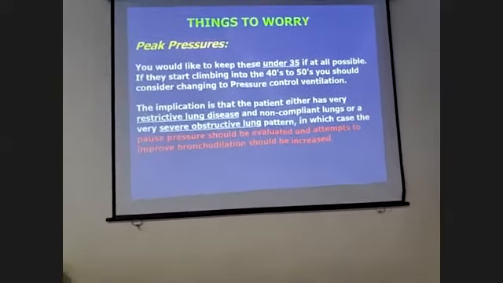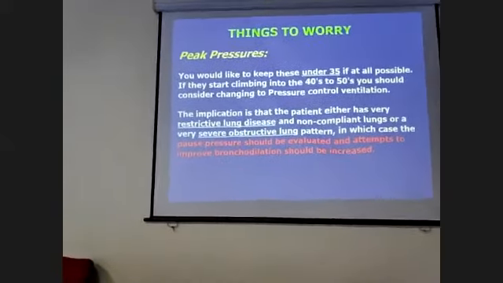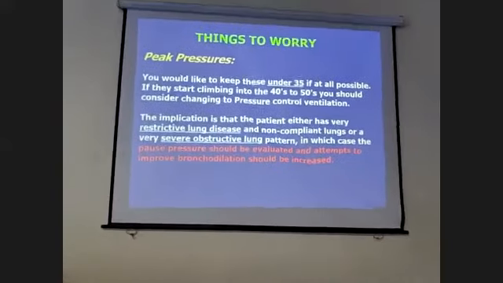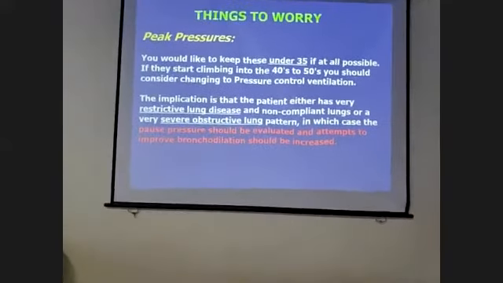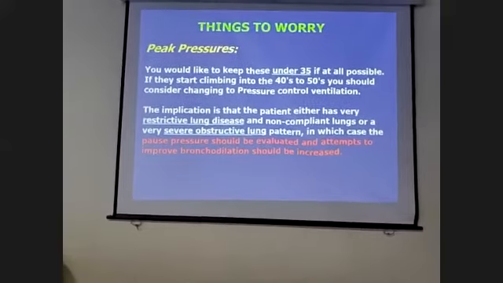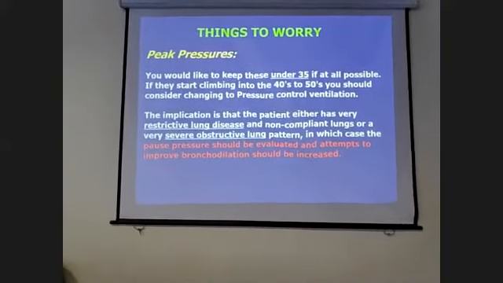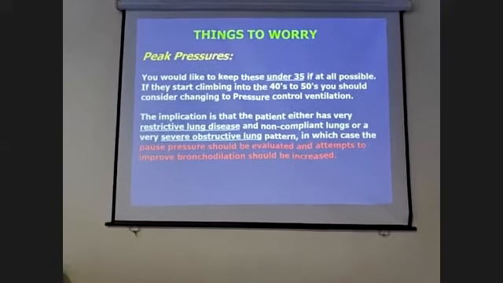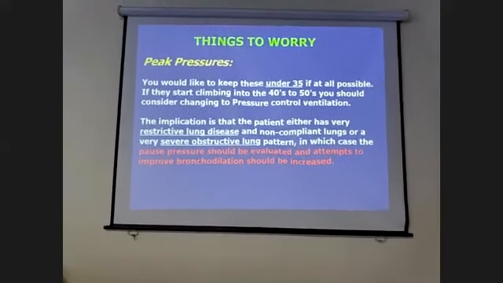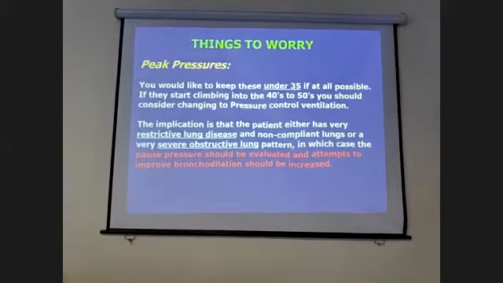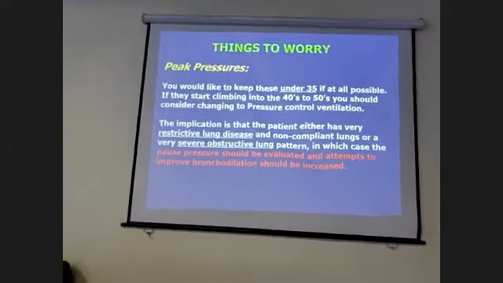So, what are the things to worry about when you put a patient on the ventilator? The peak pressure. As I said, pressure is dangerous for the patient, so peak pressure should not go beyond a certain extent. The peak pressure which has been decided as not harmful for the patient is up to 30 centimeter of water.